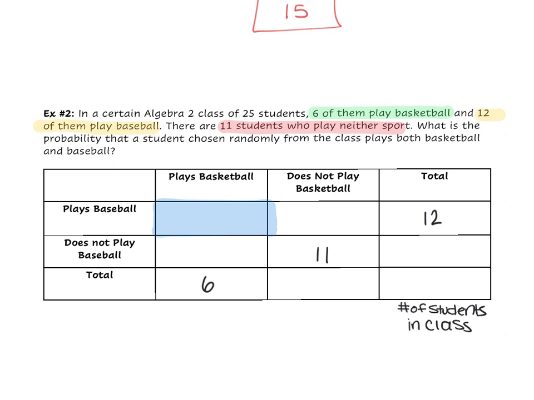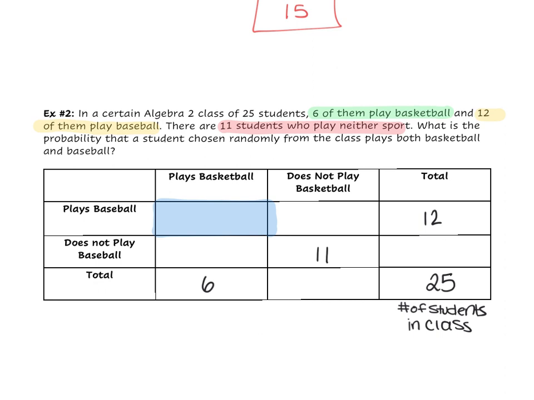And we know that the number of students actually in the class, it tells us in a certain Algebra 2 class there are 25 students. So we can go ahead and put 25 here. And now we can work backwards to find this total. So this 12 plus some number must equal 25.